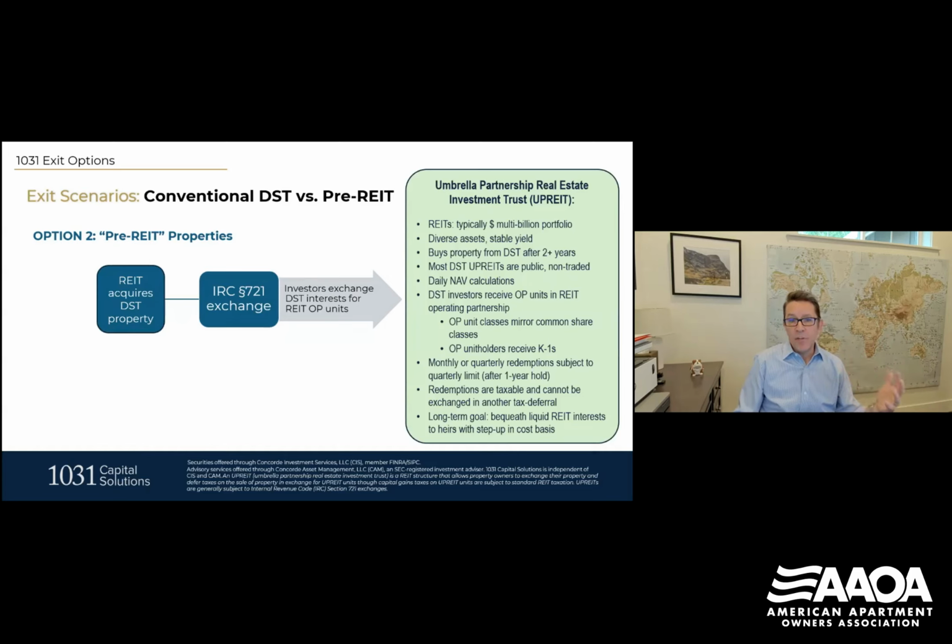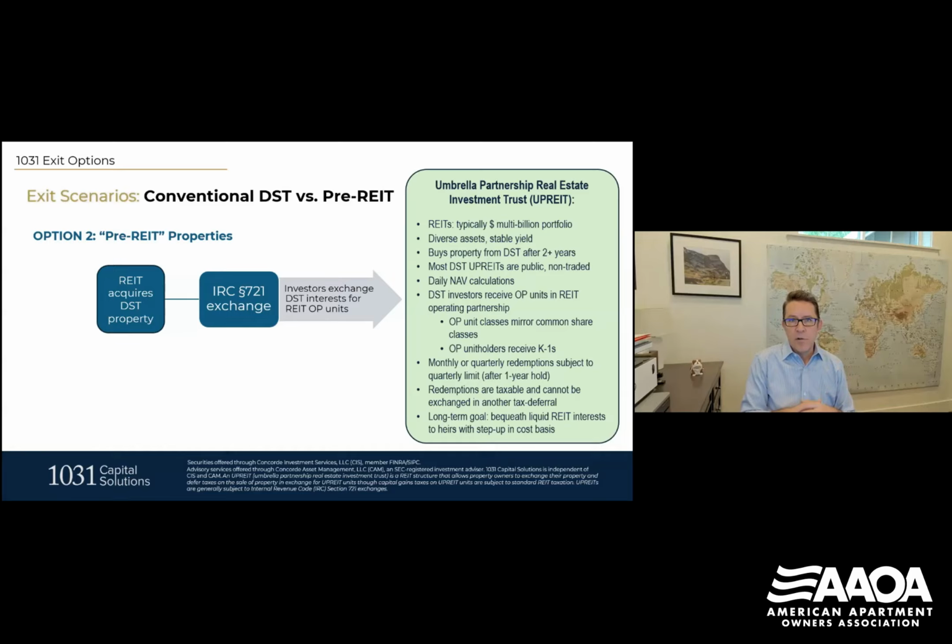Then, starting a few years ago, we began to see more and more DSTs structured as pre-REIT programs in which a large real estate investment trust selects a property from its existing portfolio, repackages it as a DST, raises capital, holds that DST property for 2 years, and then repurchases that same property back into the REIT under what's called a 721 exchange.